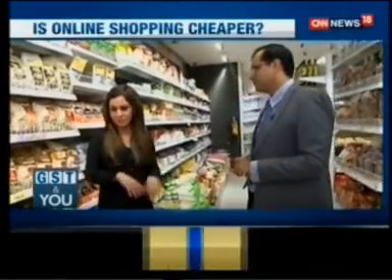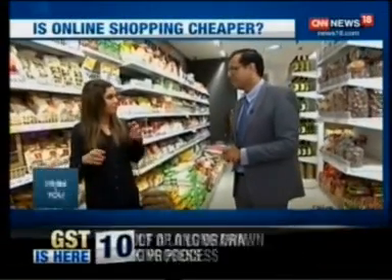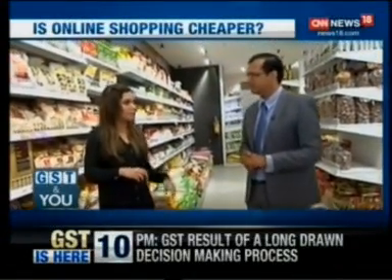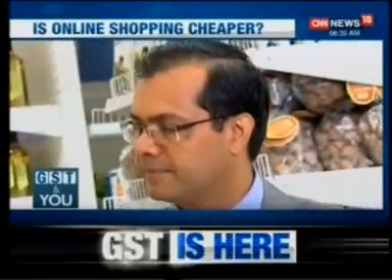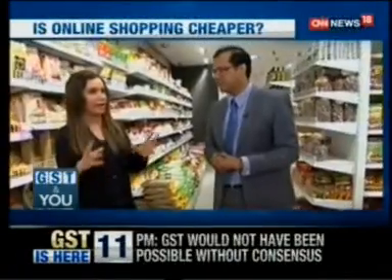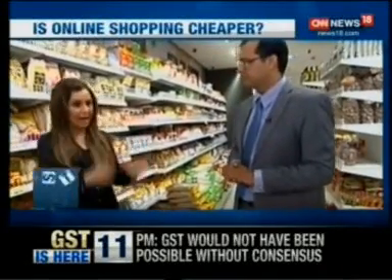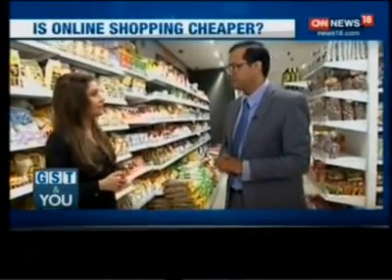So let's draw up the comparison now between e-commerce, your Big Baskets and your Spencers of the world, compared to buying at a supermarket. What's going to get cheaper for me? How is e-commerce going to change the lay of the land after the GST regime kicks in as opposed to the brick and mortar players?